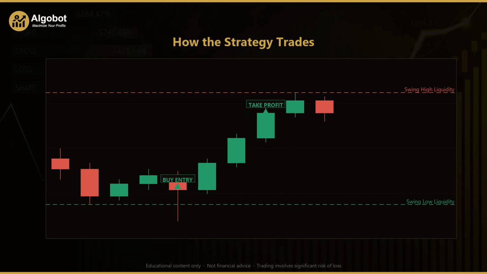Now watch the other side. As price pushes higher, it forms a swing high, marked by the red dashed line, where buy-side liquidity rests just above. On candle 11, price spikes through that red line, taking out those resting stops, but again the move fails. The candle closes back below the level and finishes lower than it opened, showing rejection.